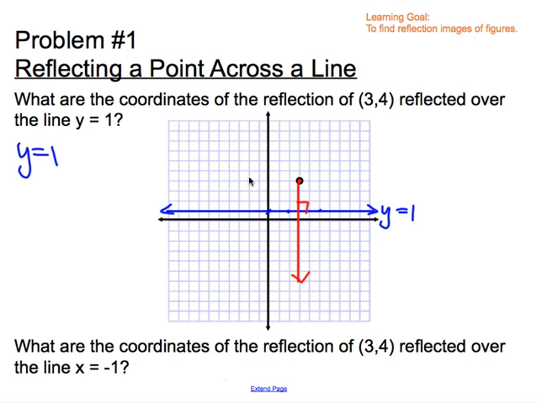We're going to count how many squares it takes to actually get to the line y equals 1. So we go 1, 2, 3 squares to get there. Then we go 1, 2, 3 squares past. And this is the point of reflection that we're looking for. So this point has coordinates (3, -2).